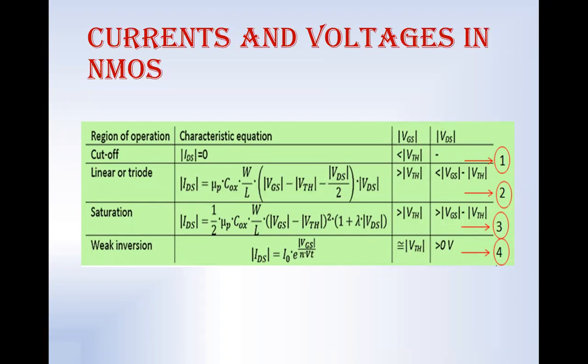And finally, one more region can be observed in the characteristics, that is the weak inversion region, where the gate voltage is just applied at VTH. So VGS is just equal to VTH, but VDS is greater than 0. There, a saturated current flows. It's similar to diode saturation current. So ID is equal to I naught e to the power of VGS by eta VT. So this is the ID and VDS relationship.